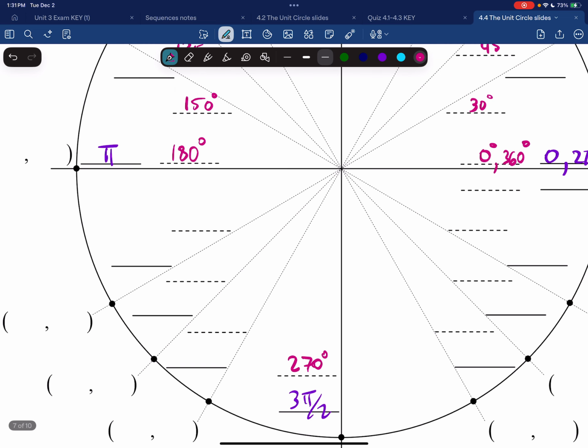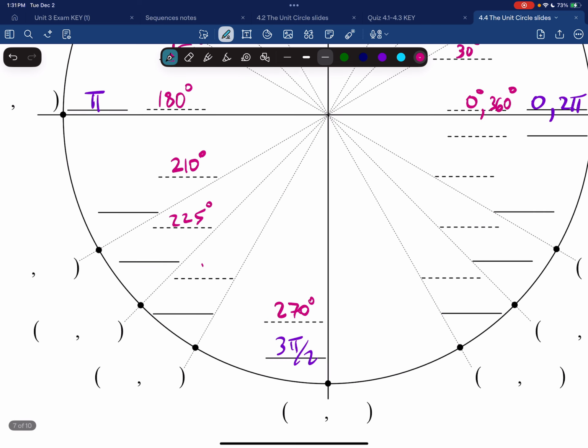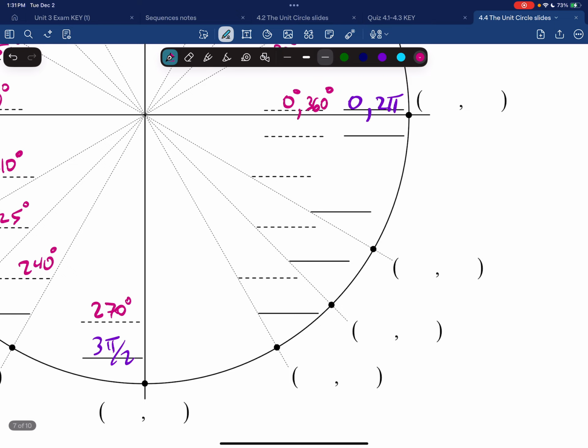Okay, quadrant 3, if we add 30 to 180, we get 210. If we add 45 to 180, we get 225. If we add 60 to 180, we get 240. And then quadrant 4, if we add 30 to 270, we get 300. If we add 45 to 270, we get 315. And then if we add 60 to 270, we get 330.